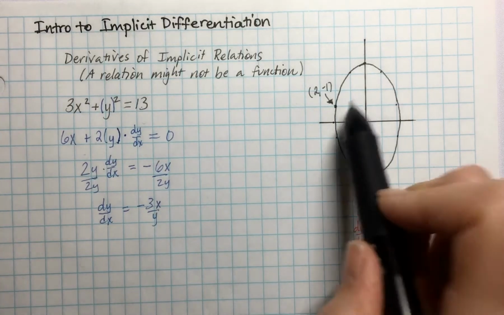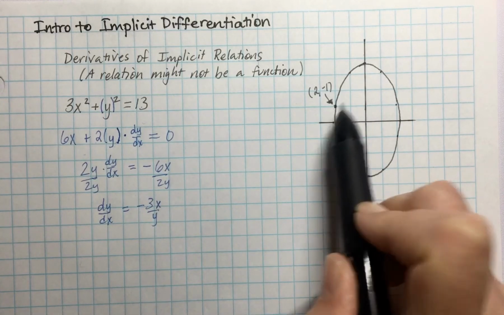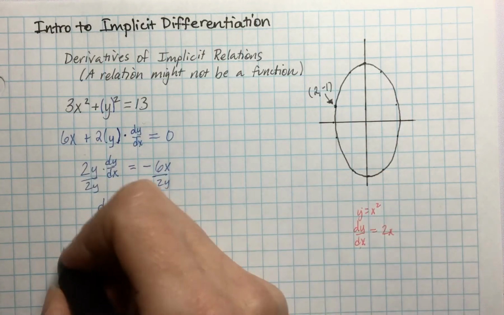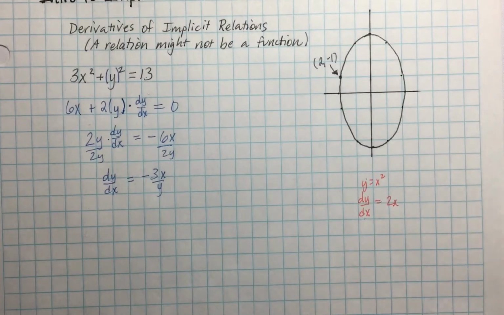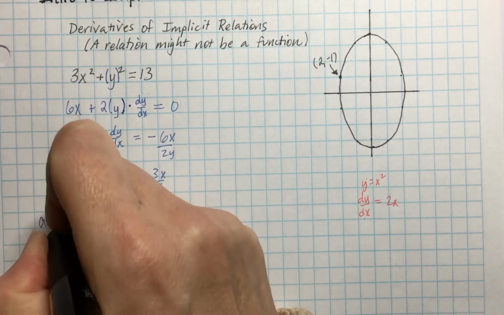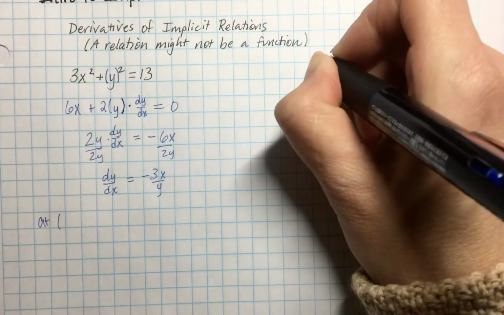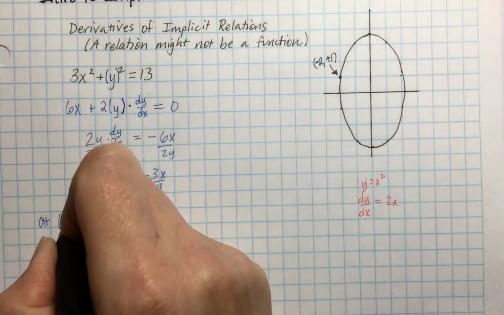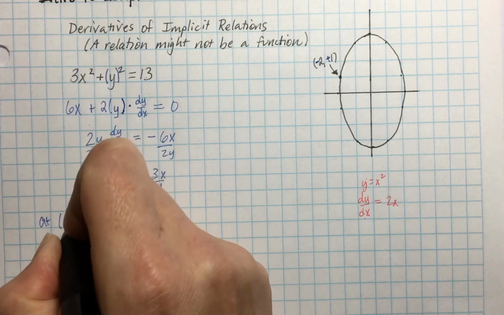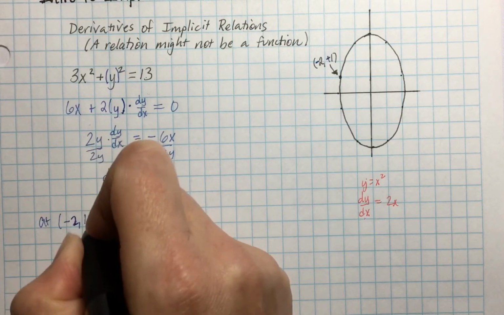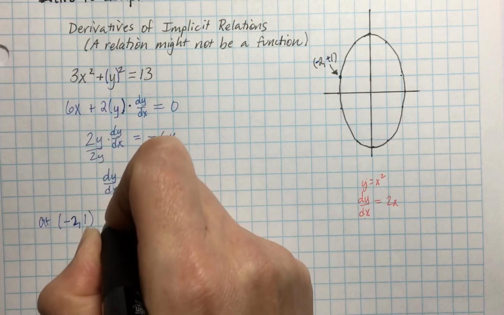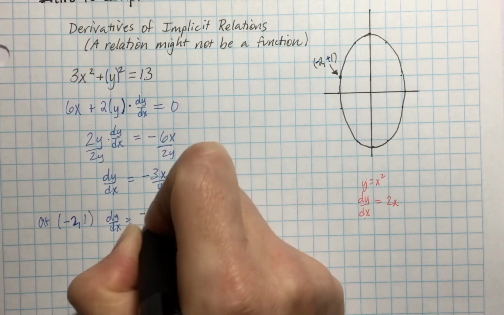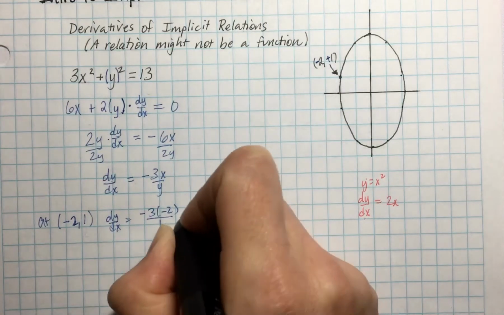So for example, the point 2 comma negative 1, which is part of this relation, we can find the slope there, and we can even write the tangent line for it, and that's not bad practice. Let's do that. So at, oops, that should be a negative 2 and a positive 1. Wow, where's my brain? So at negative 2, 1, we know our x's and our y's, right? dy dx is going to be negative 3 times negative 2 over 1, or 6.